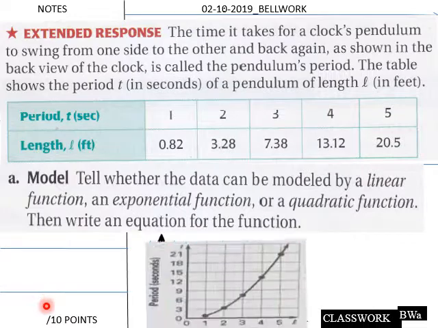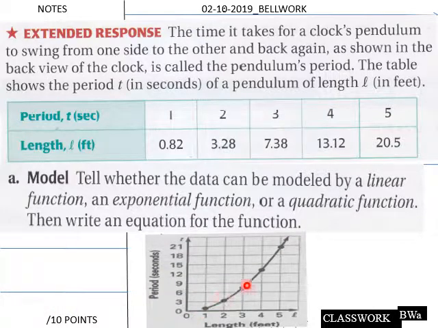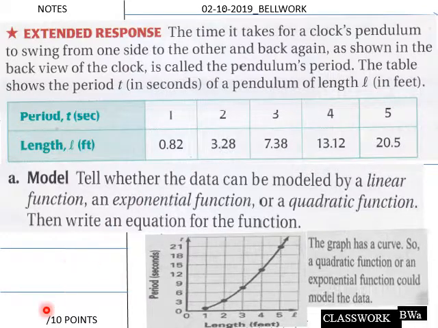And then do we get a graph from that? There's our graph, and this would be a quadratic. This would be half of a parabola here. And that's a quadratic. The graph has a curve, so a quadratic function or an exponential function could model the data, but it is quadratic.